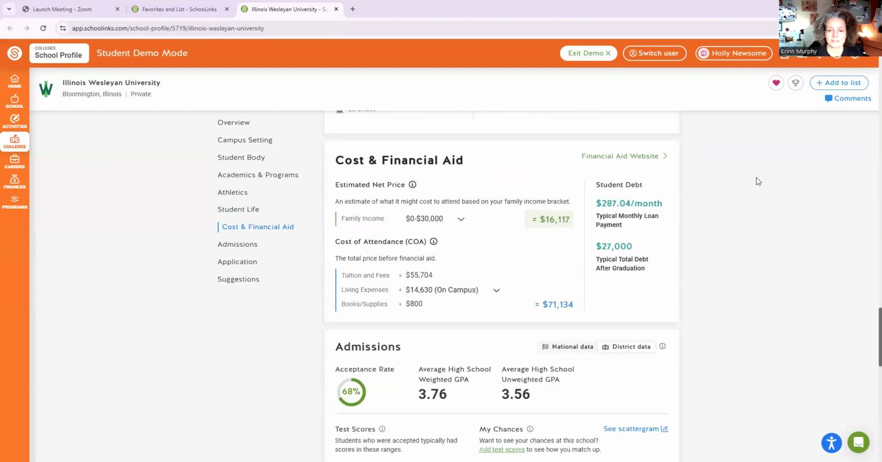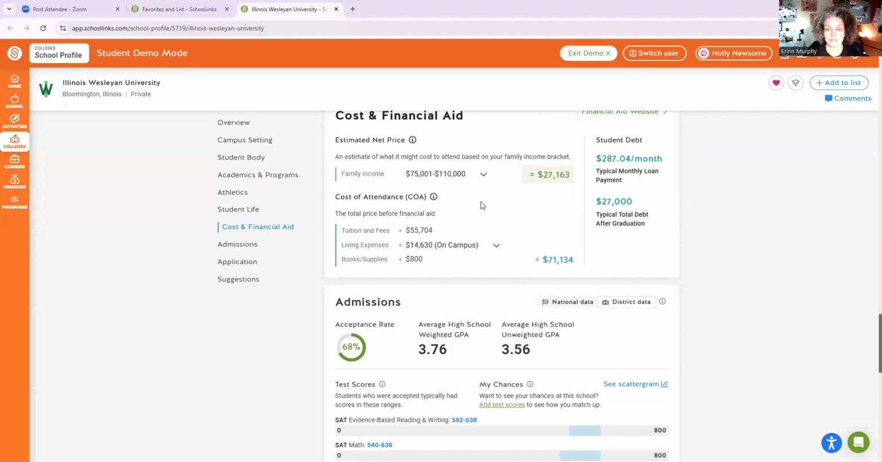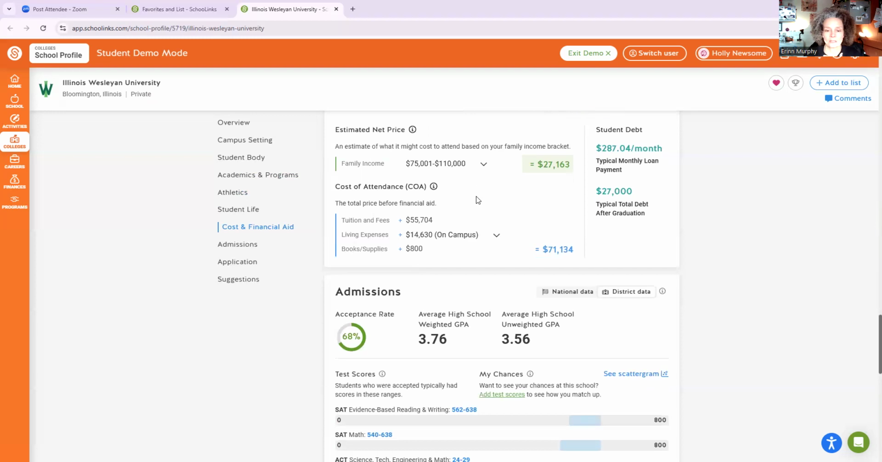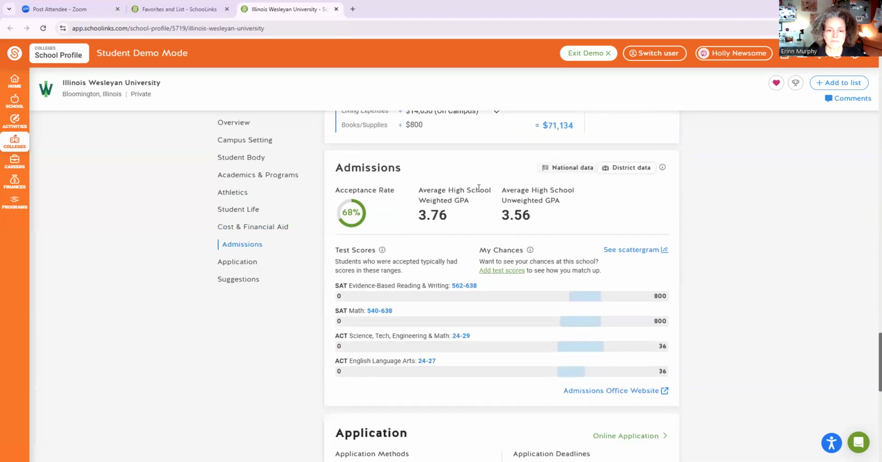Then we get into cost and financial aid. Keep in mind on this cost and financial aid, if you do know the range of your family income, you can adjust this for accuracy for you and your family, and you will see what your estimated net price would be for that school. That's a really nice quick glance at cost, which is a massive factor in building that college list. And then we've got some admissions information.